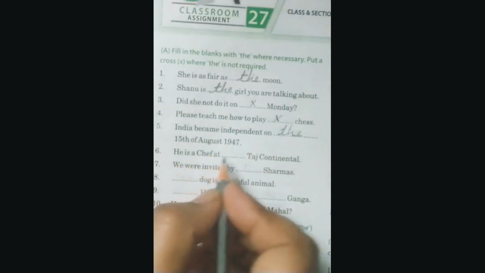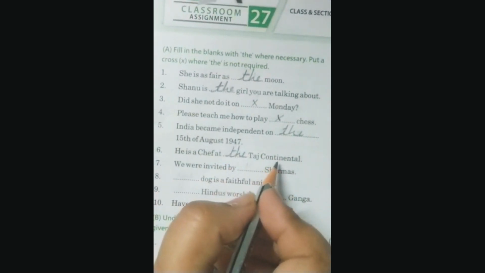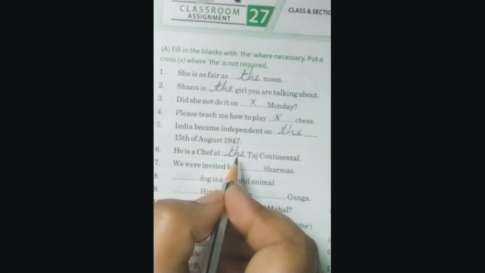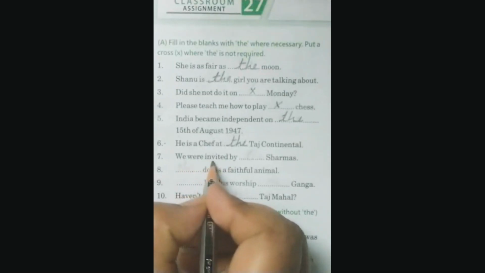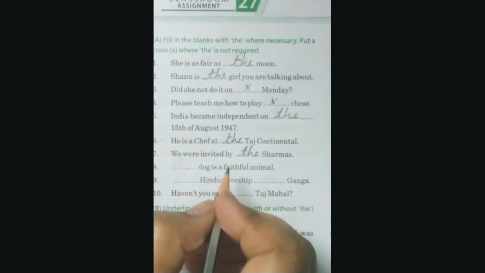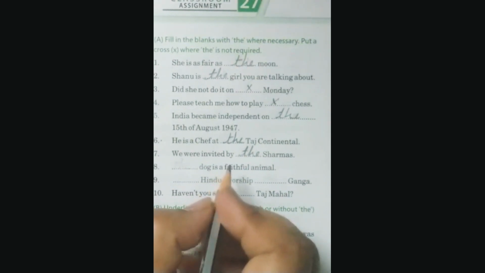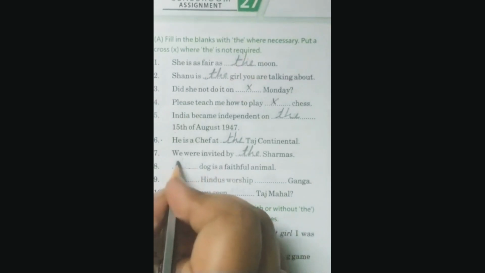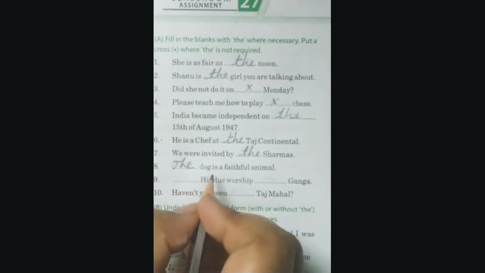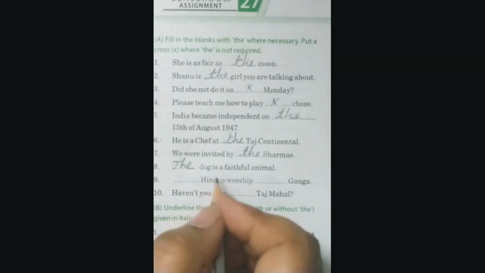He is a chef at the Taj Continental. It's a famous building, that's why we are using 'the' here. We were invited by the Sharmas because we use 'the' before surnames when it denotes a family, and the dog is a faithful animal. So 'the dog' is a faithful animal because it is representing the whole class of dog.